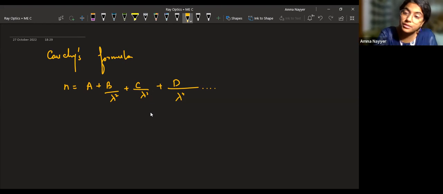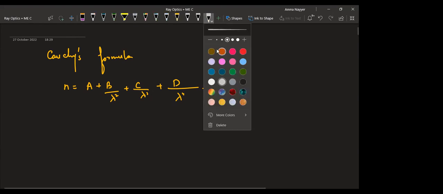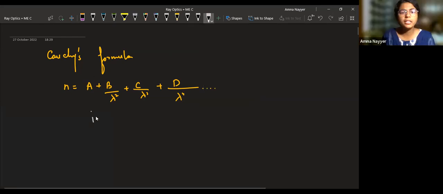Now, what questions come in your exam are basically about the relation of refractive index with wavelength. By looking at the formula, what can you say? How are wavelength and refractive index related to each other? Look at the formula. Inversely proportional to each other. So you can say n is inversely proportional to lambda.